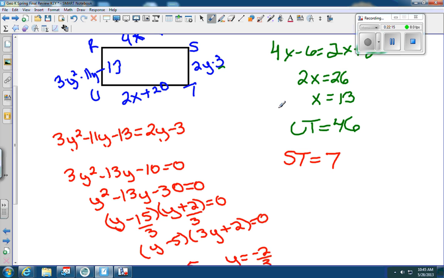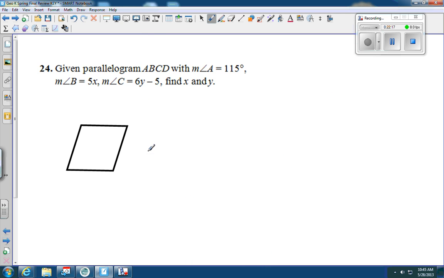Okay? All right. 24, given parallelogram ABCD, so I'm going to label it ABCD, with measure of angle A is 115. Measure of angle B is 5x. Measure of angle C is 6y minus 5. Find x and y.